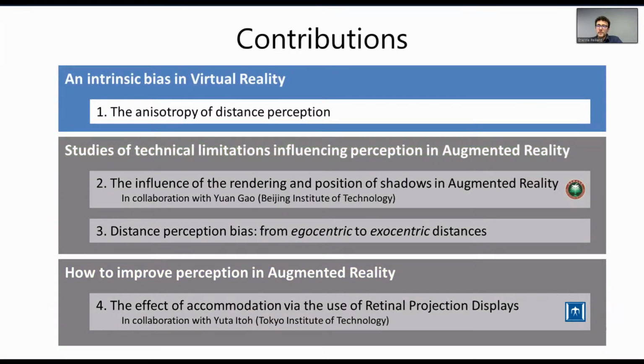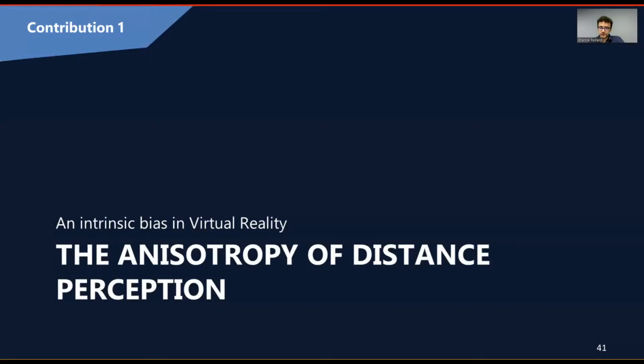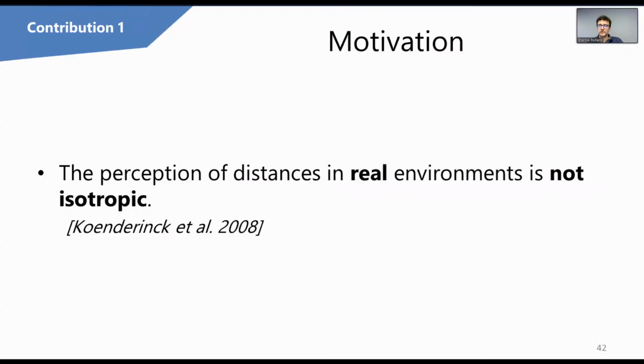First, we will focus on one specific intrinsic bias. Our goal here is to evaluate the shape of the visual space when no other external factors are involved. First, it has to be noted that in real environments, the perception of distance is not isotropic. The perception of distance will vary according to the direction of the observer's gaze. This effect will be impacted in particular by the shape of the environment.